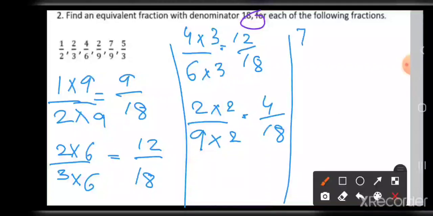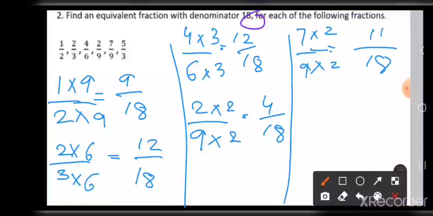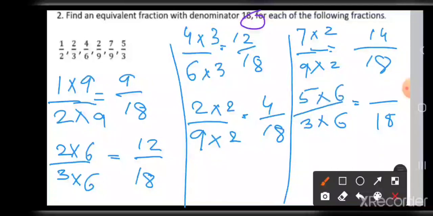Question number 5. 7 upon 9 is equal to dash upon 18. Multiply by 2, so the answer will be 18. Multiply the numerator also. 7 twos are 14. 5 upon 3 is equal to dash upon 18. 3 multiplied by 6, the answer will be 18. Then multiply the numerator also. 6 fives are 30.